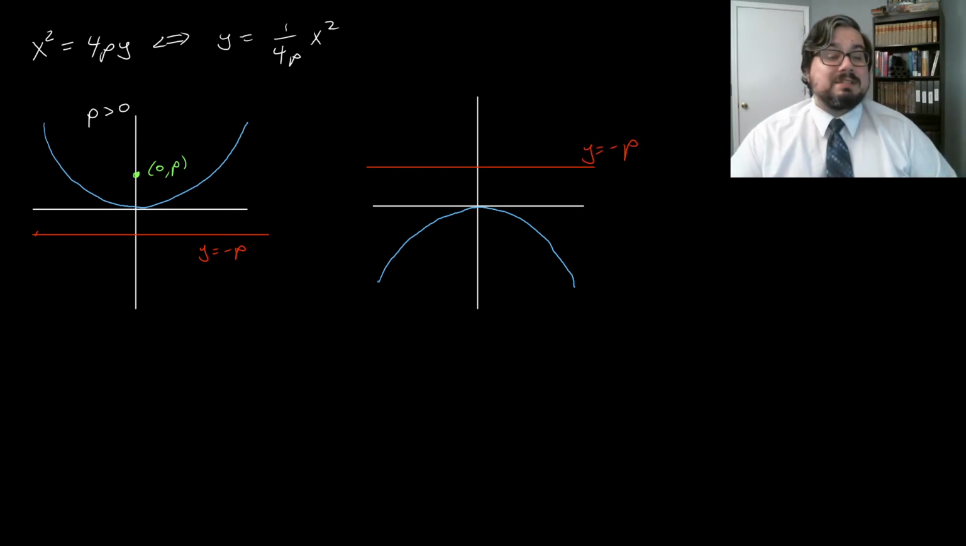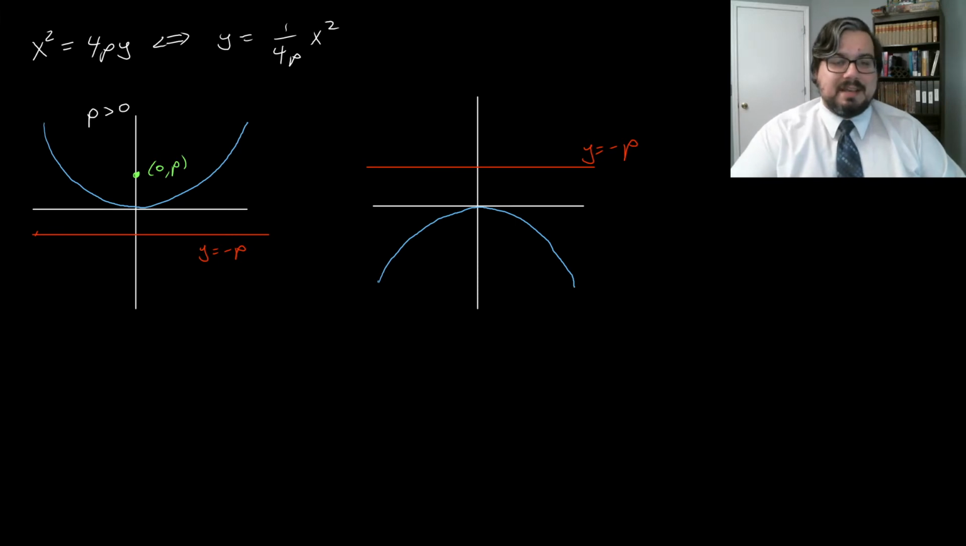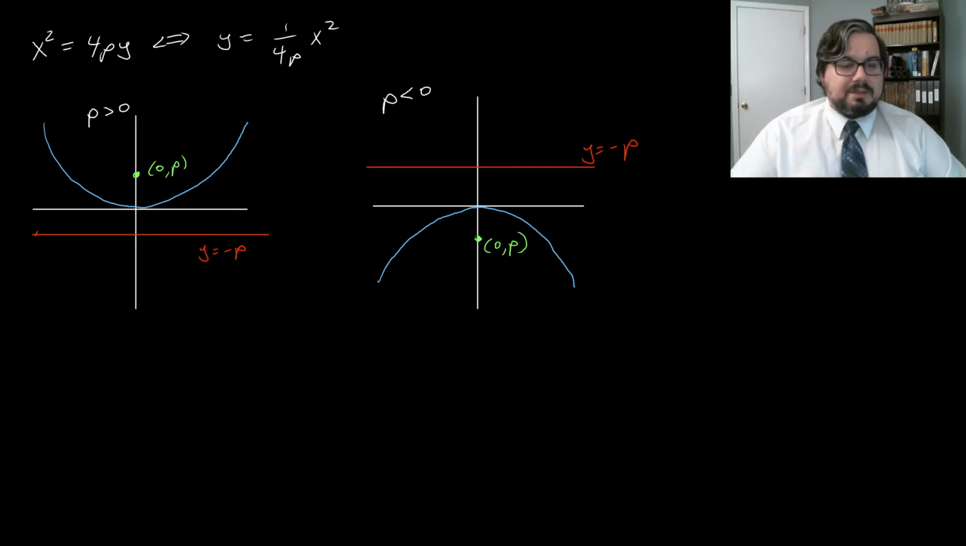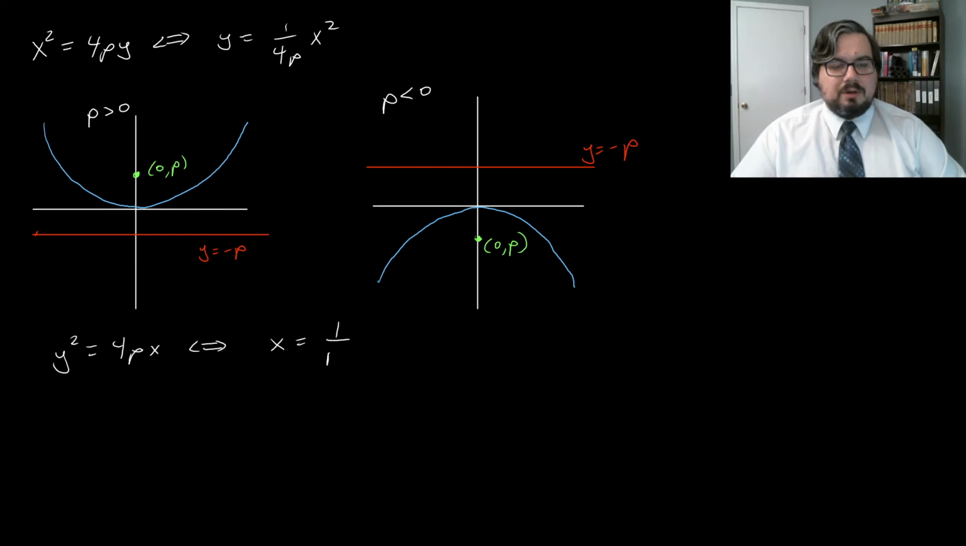Still at y equals negative p, but in this case, p is negative, so negative p is positive. And the focus is again at the point (0, p), but p is now negative. On the other hand, we could have the equation y squared equals 4px, or in other words, x equals 1 over 4p y squared.